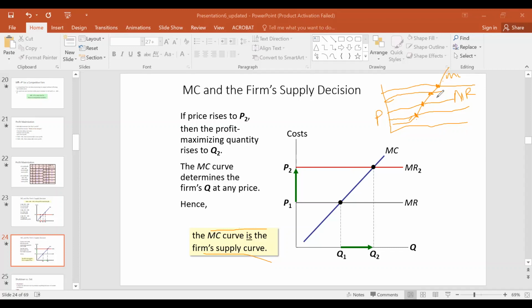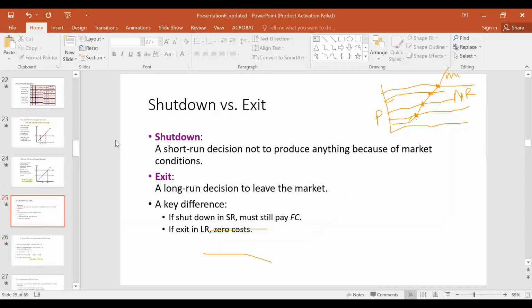Okay, so that is the idea. Okay, let's keep going. Now, there's an interesting concept here you may be interested in. What does it say? Shutdown versus exit. These are technical terms, and after this class, you should use them appropriately when you are speaking.